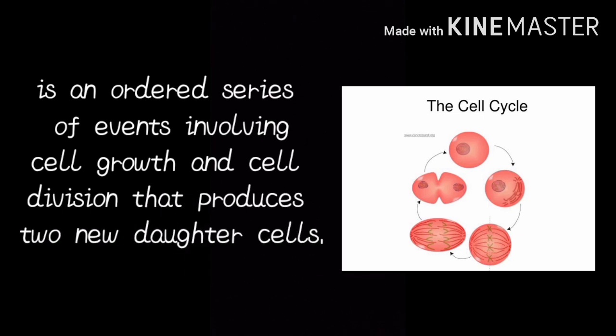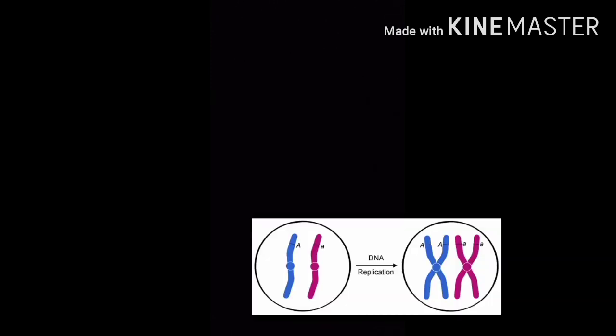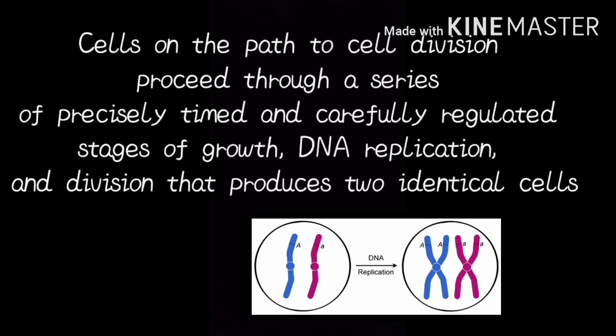The cell cycle is an ordered series of events involving cell growth and cell division that produces two new daughter cells. Cells on the path of cell division proceed through a series of precisely timed and carefully regulated stages of growth, DNA replication, and the division that produces two identical cells.